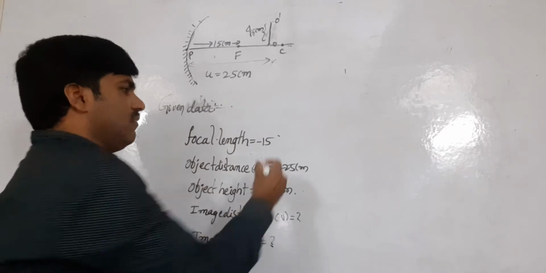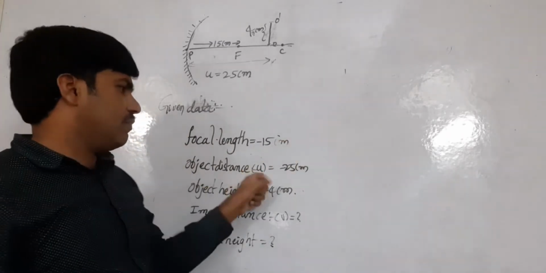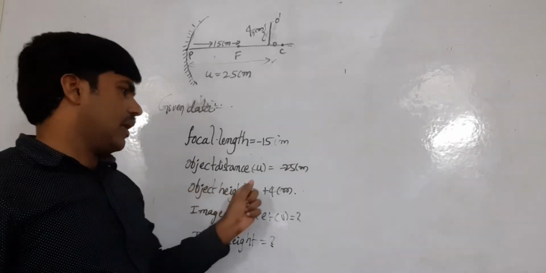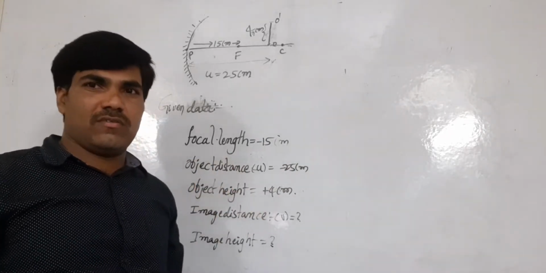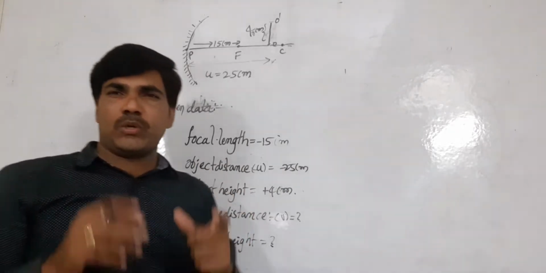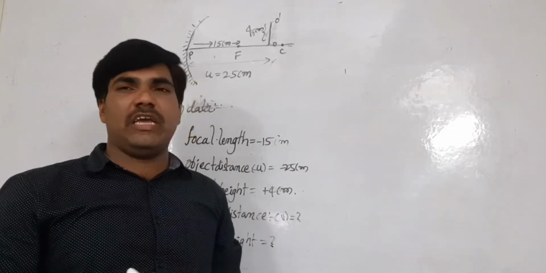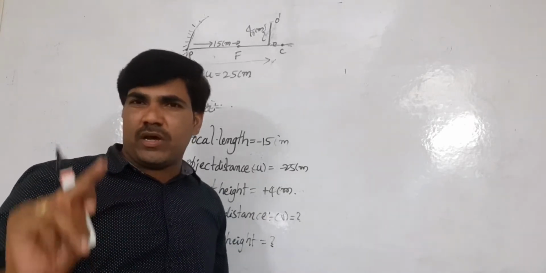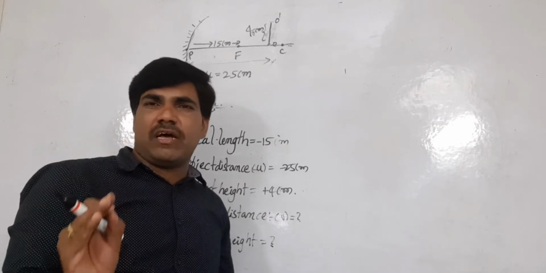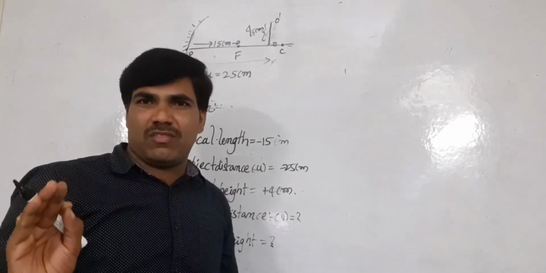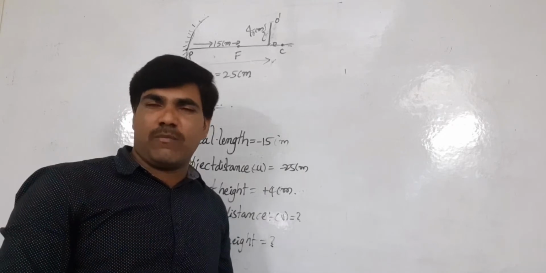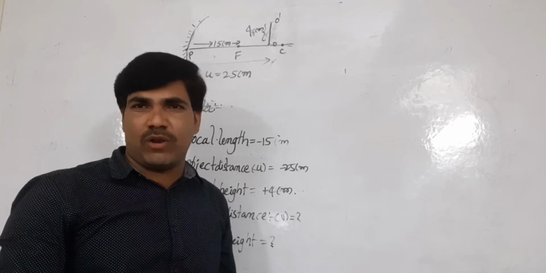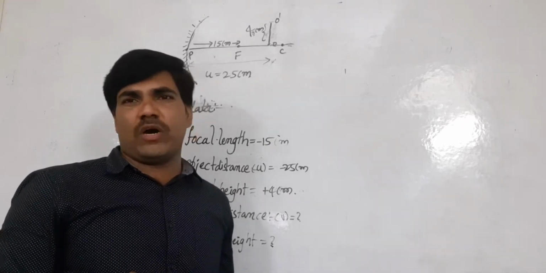Focal length is 15 centimeters, object distance is 25 centimeters, and object height is 4 centimeters. Now we require two formulas. We have to find the image distance and the nature of the image. The image distance is given by the mirror formula. The nature of the image is given by the magnification formula. That's why we have to go with two formulas.